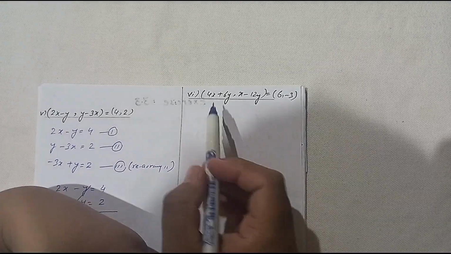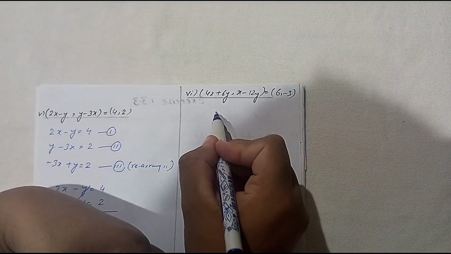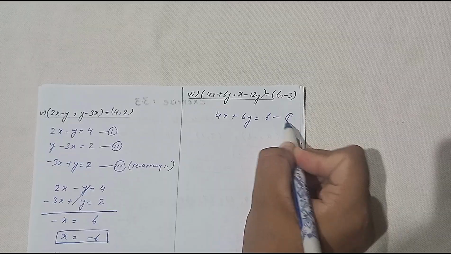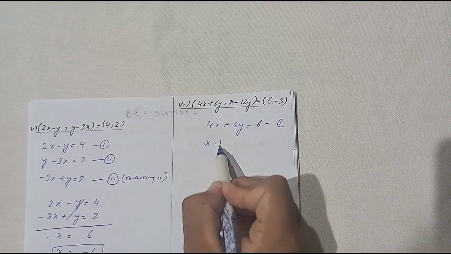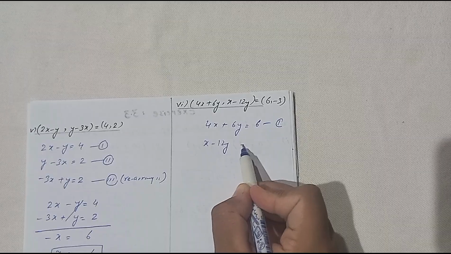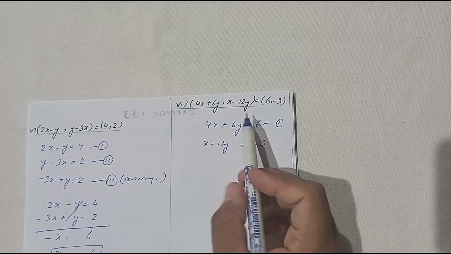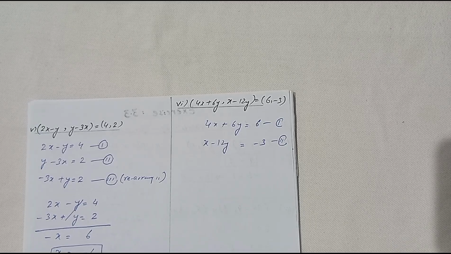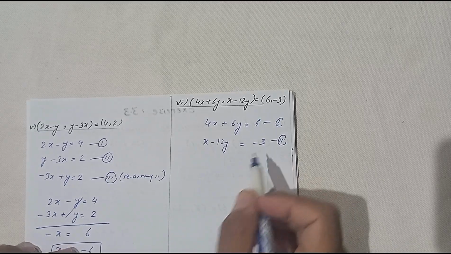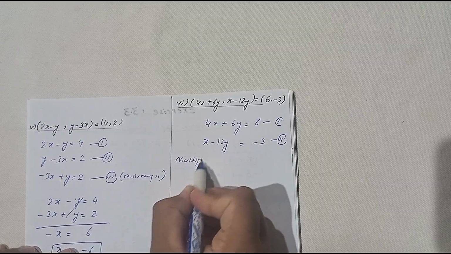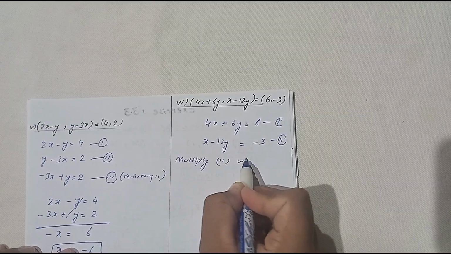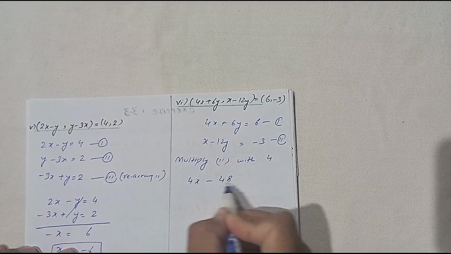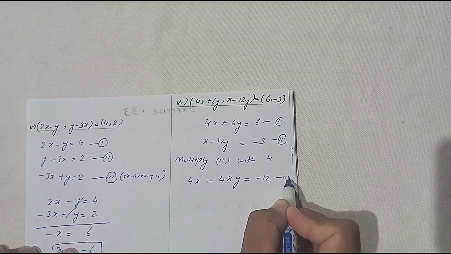In the sixth part, the first element 4x plus 6y is equal to 6, so the equation becomes 4x plus 6y equals 6, equation number 1. The second element: x minus 12y equals minus 3. This is the second equation. Now we have to make the coefficient of one of the variables the same. For this we multiply equation number 2 by 4. We get the equation 4x minus 48y equals minus 12. This is equation number 3.